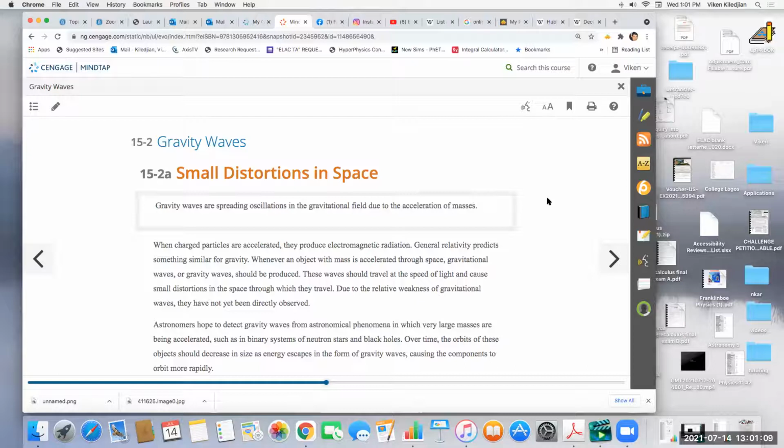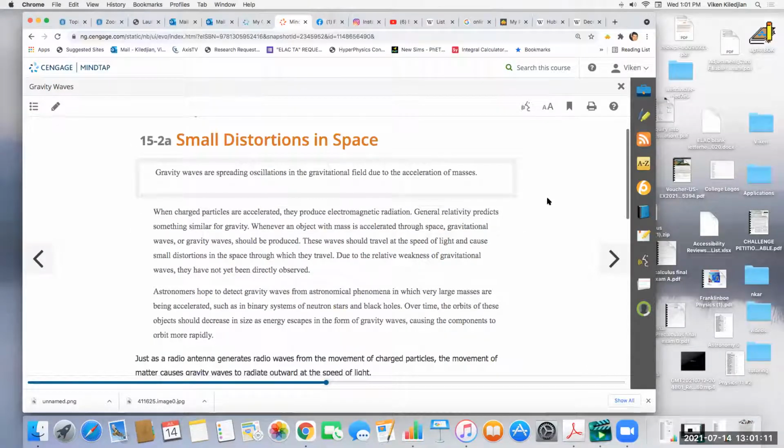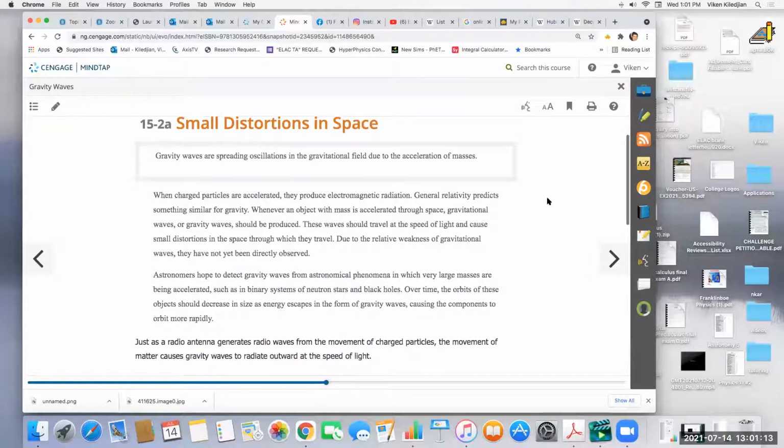When charged particles are accelerated, they produce electromagnetic radiation. General relativity predicts something similar for gravity. Whenever an object with mass is accelerated through space, gravitational waves or gravity waves should be produced. These waves should travel at the speed of light and cause small distortions in the space through which they travel.